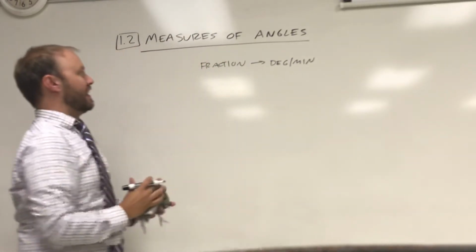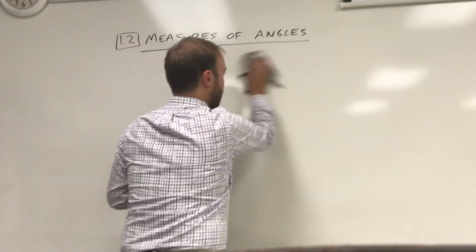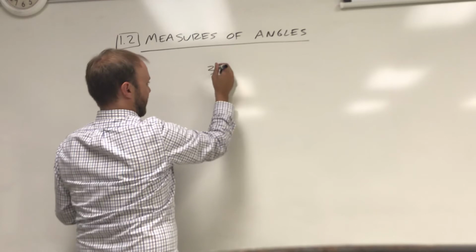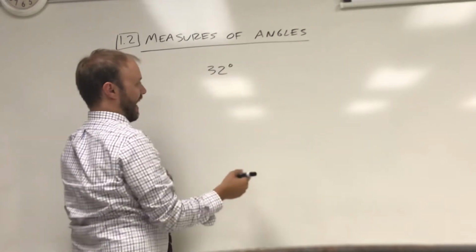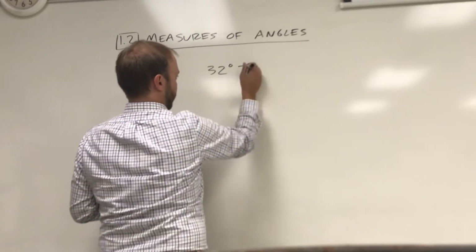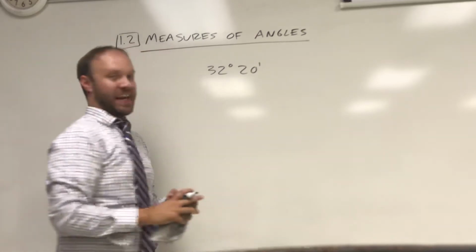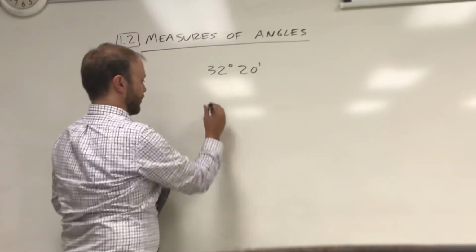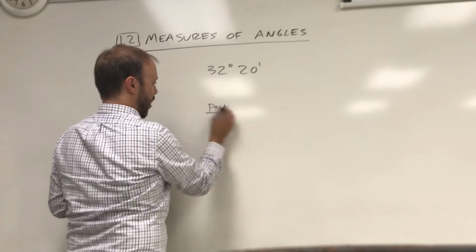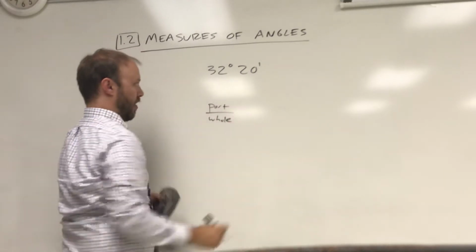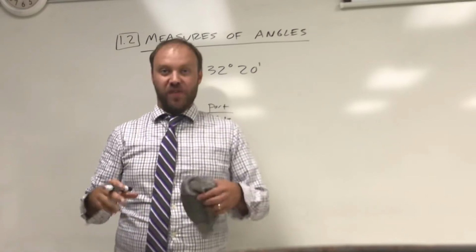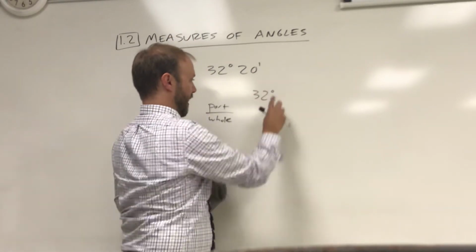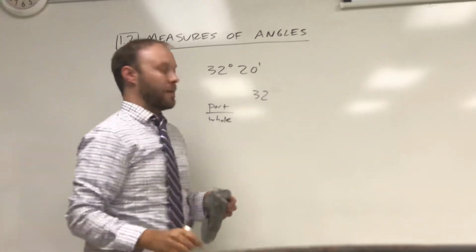So let's say that you want to go the other way, okay? Let's say you have something like 32 degrees and let's say 20 minutes, okay? And you want to convert that into a fraction, okay? Remember that a fraction is always a part over a whole, okay? So first of all, our 32 degrees is going to be 32 degrees. Nothing changes there, okay? That's going to be my whole number part, okay?